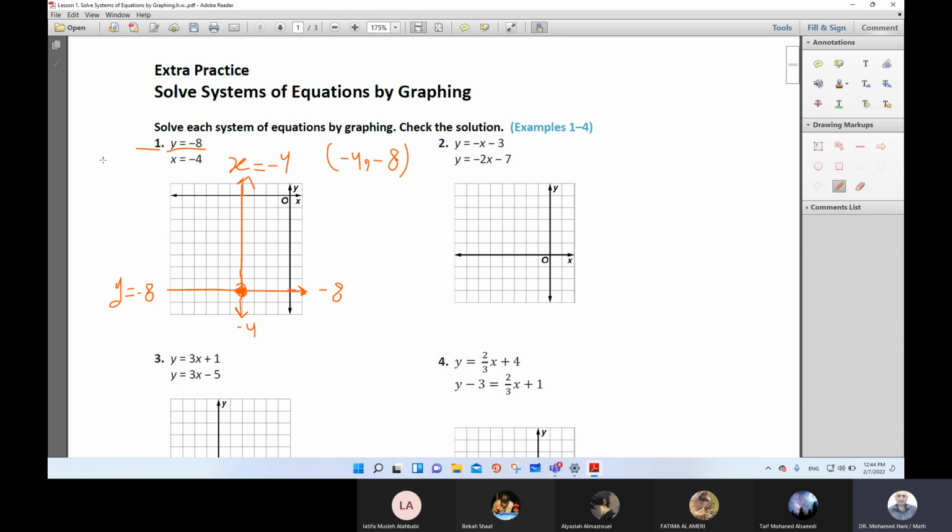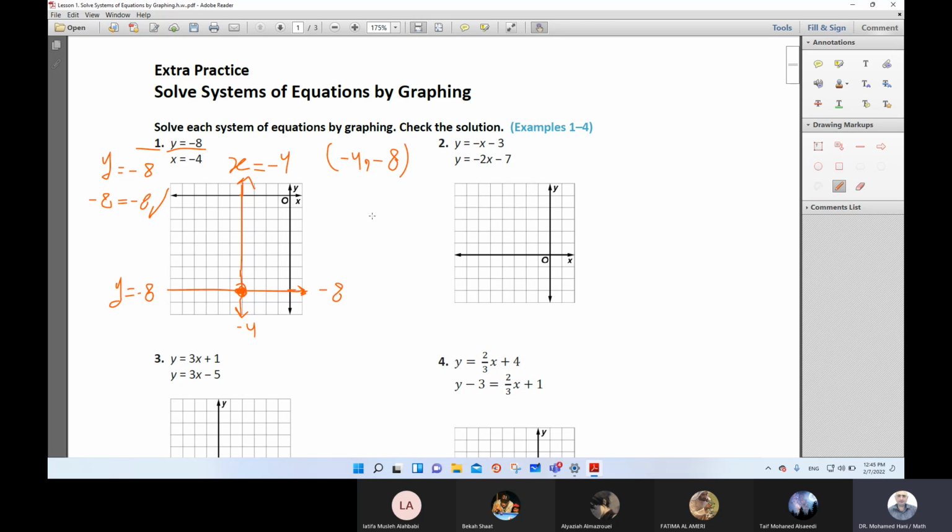We have y equals negative 8. What is the value of y? Negative 8. Put here the value of y, negative 8. Is negative 8 equal to negative 8? Yes. So we have a true equation, which means we have a true solution for the first equation.